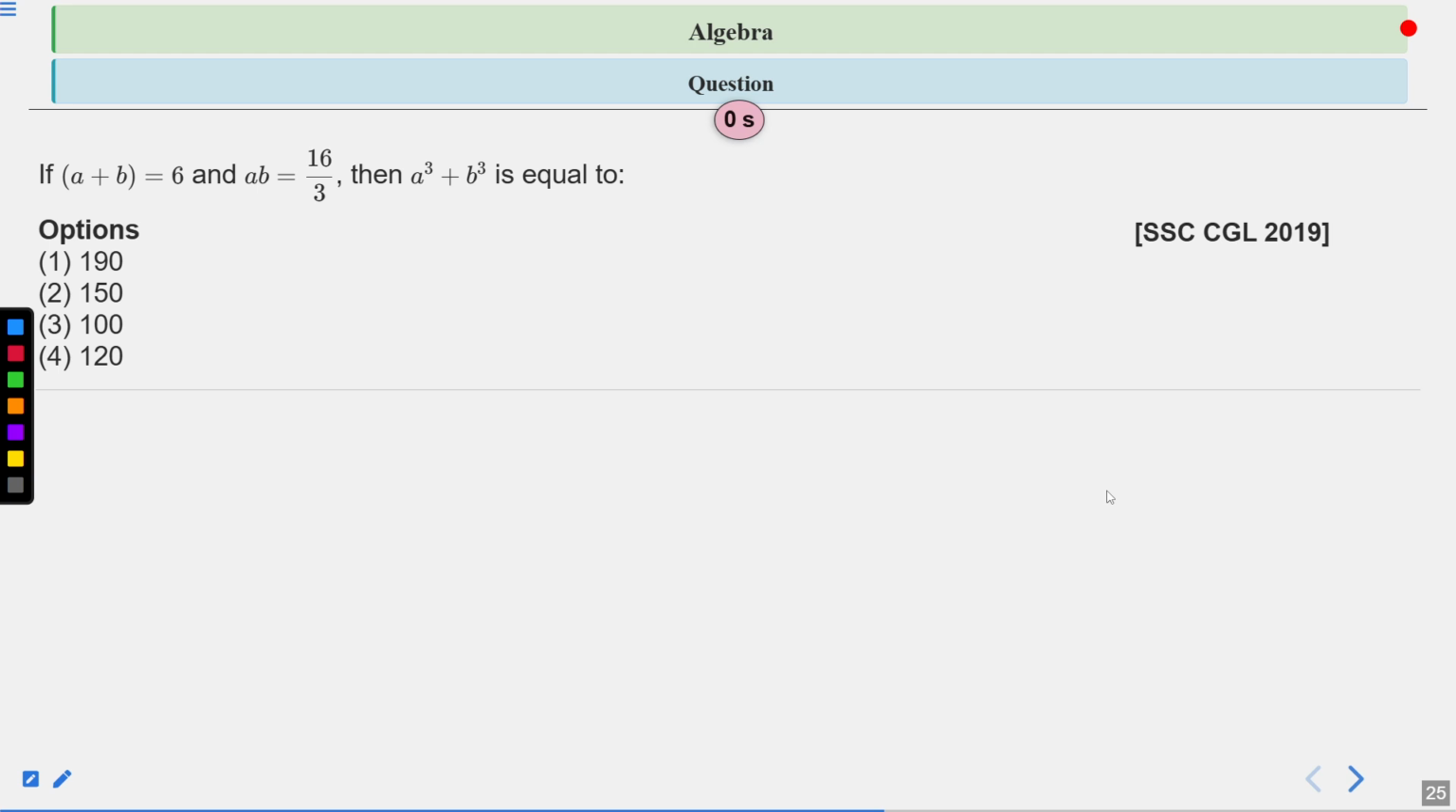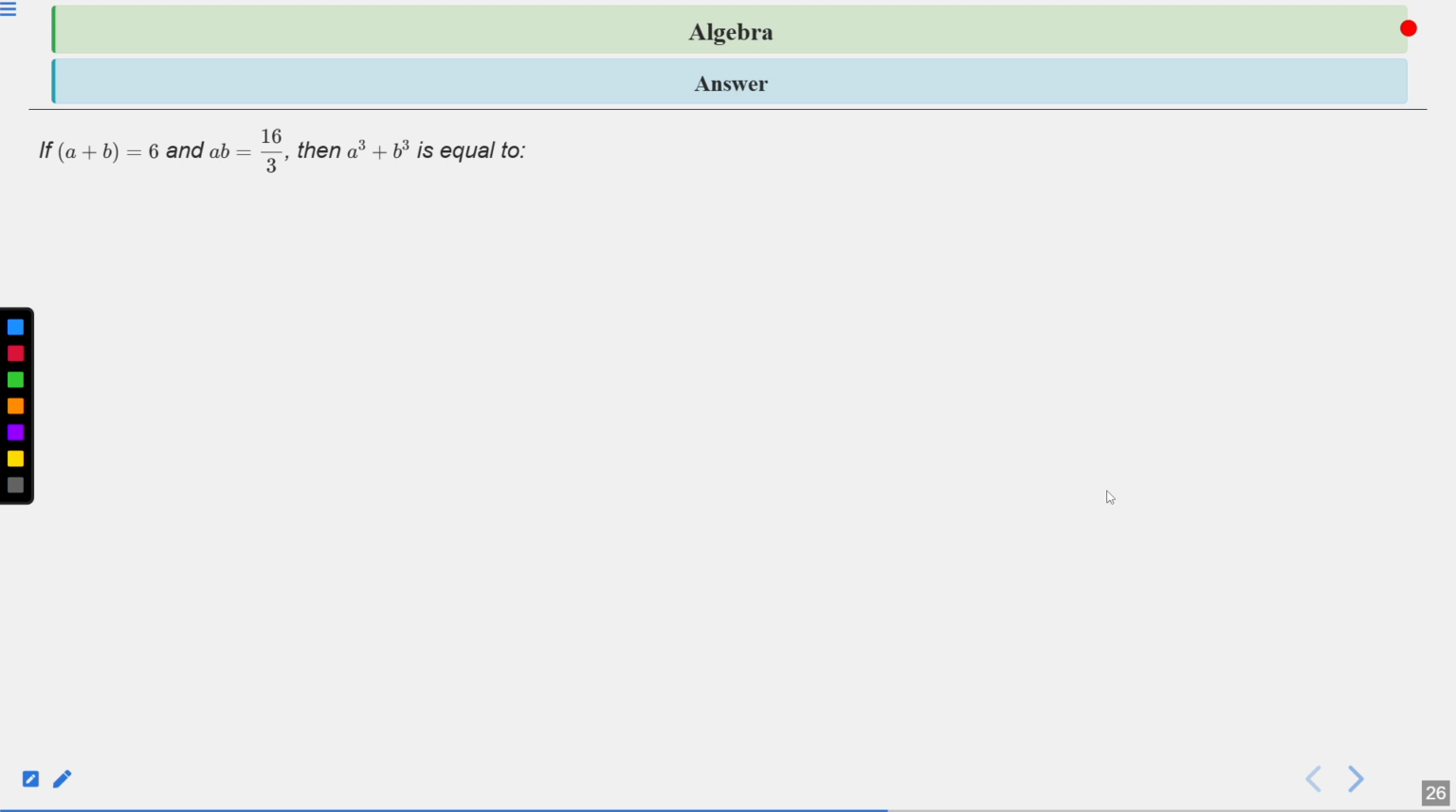Now time's up. Let's see the solution of this question. The question says that if a plus b equals 6 and a into b is 16 by 3, we need to calculate a cube plus b cube. We use the formula of a plus b whole cube, which becomes a cube plus b cube plus 3ab into a plus b. Just simplifying it, the correct answer of this question is the fourth one, which is 120. Now see the detailed solution using concept 19.1.12.